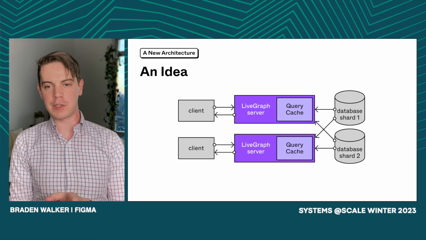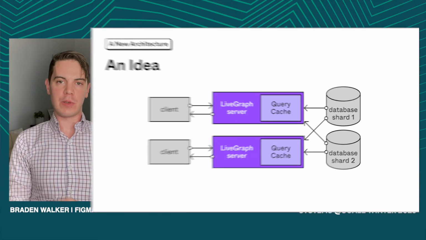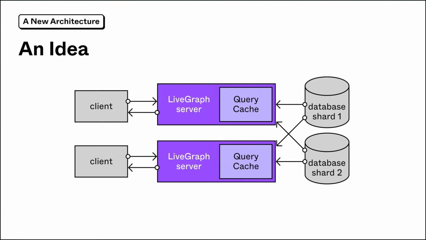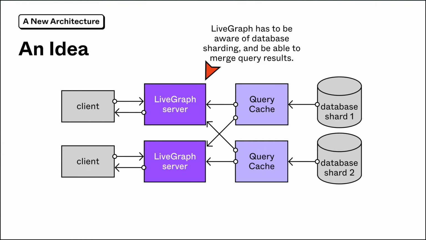All right, so let's talk about an idea for solving this problem. We're revisiting this sort of architecture diagram here. So we have multiple database shards and they each deliver all of the mutations to both of the LiveGraphs here. Now, as we're scaling up, we're adding database shards. And you might think that because we're already sharding the databases, we may as well shard LiveGraph the same way. So we split the query cache out from LiveGraph and have each one mapped to a single database shard.